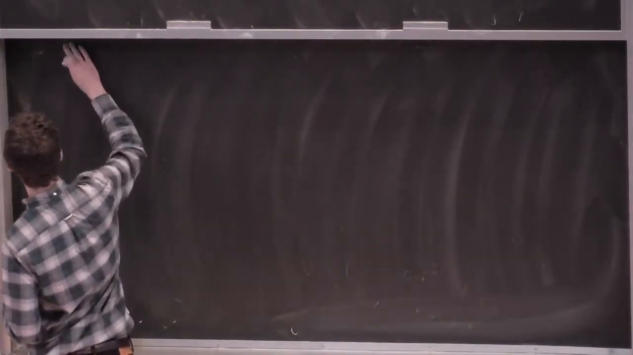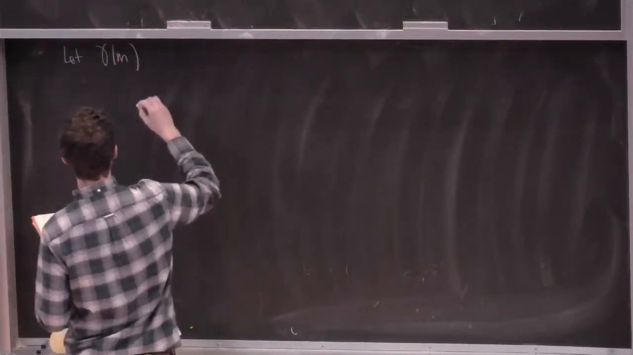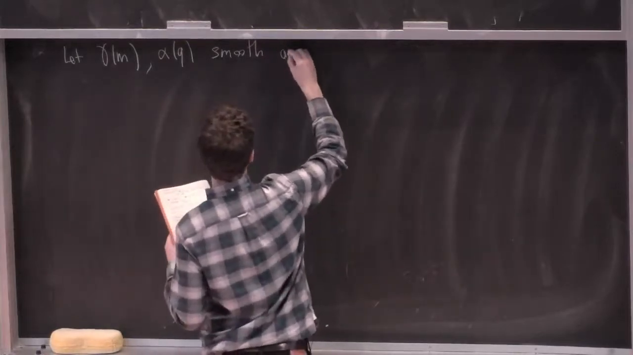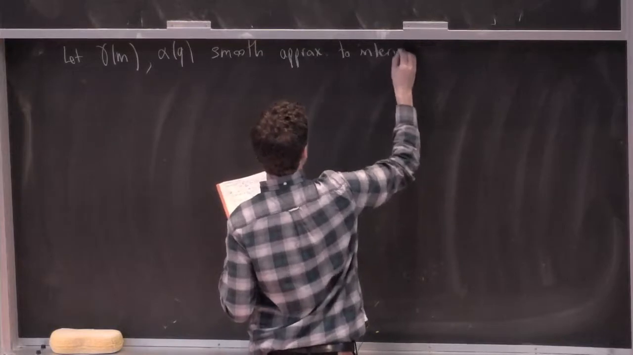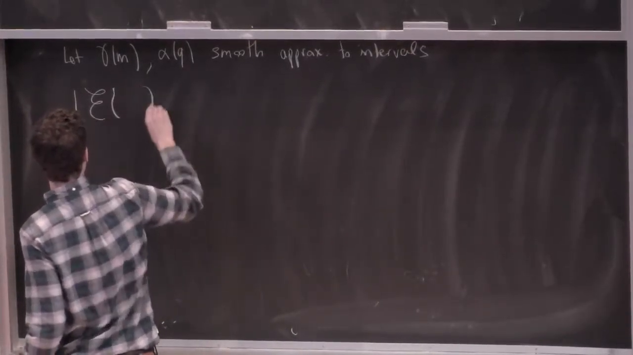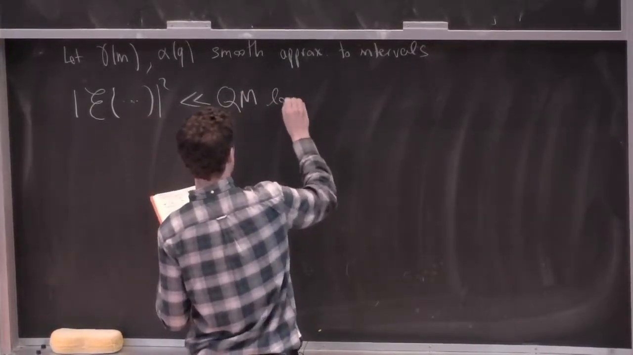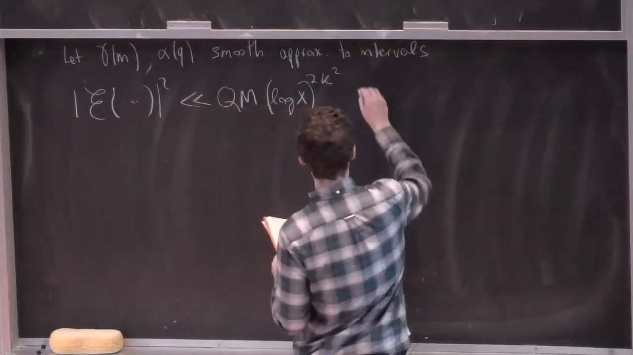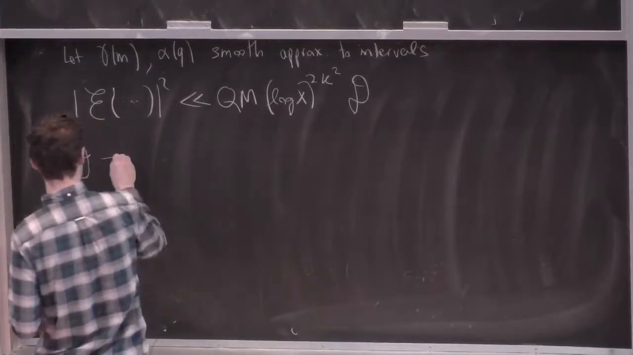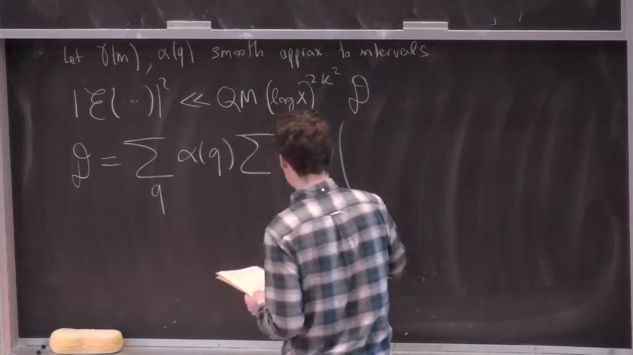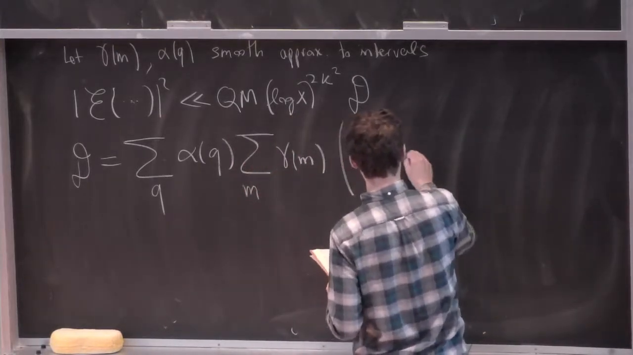So the first step in achieving this goal is that we're going to use Cauchy-Schwarz to smooth two of the variables. I'm going to smooth the gamma variable and the alpha variable, so smooth approximations to intervals. And so then I have the absolute value squared of this gets bounded by QM, maybe log x to some power, times something D, so D is going to be a sum like this, and then I'm going to have some betas in the middle.